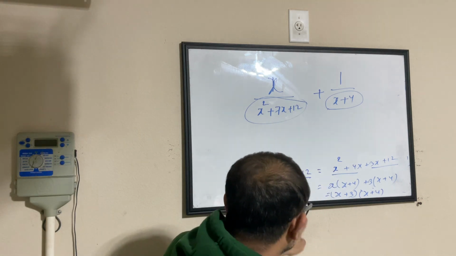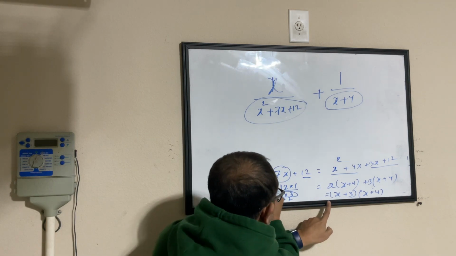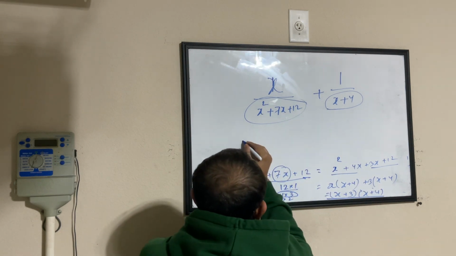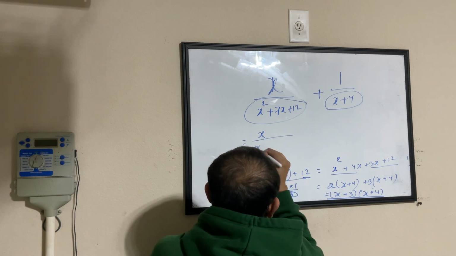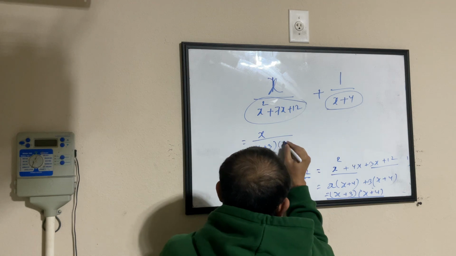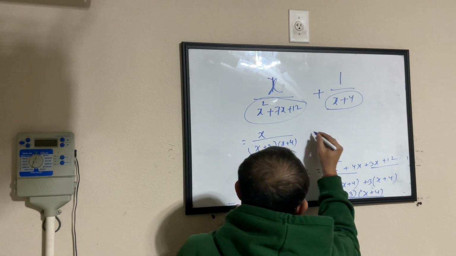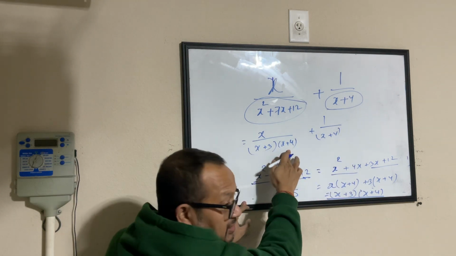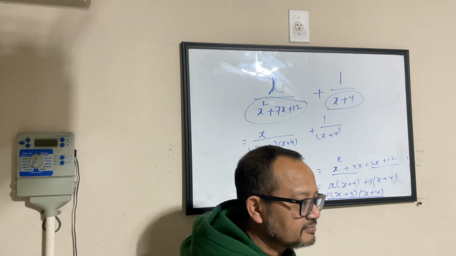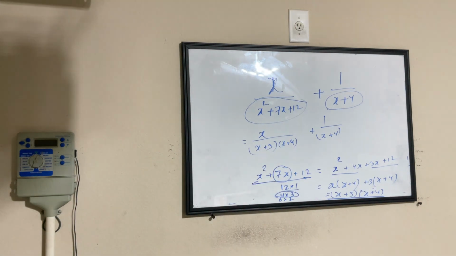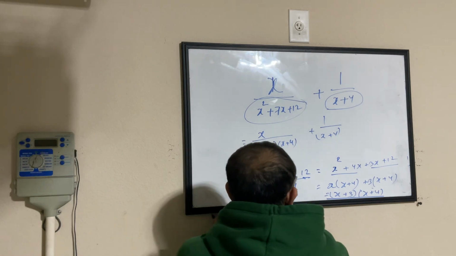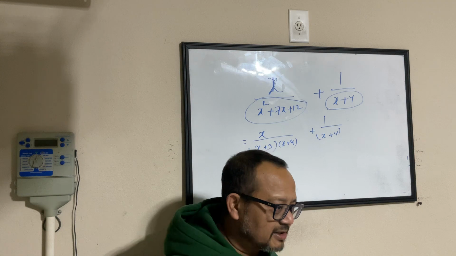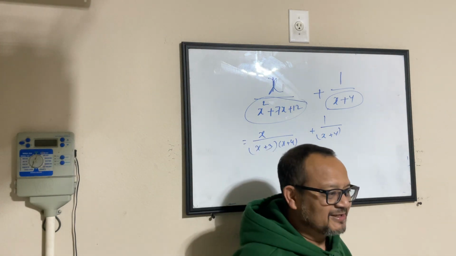Now from this one we see that this x squared plus 7x plus 12 is nothing but x plus 3 into x plus 4. So this becomes x by (x plus 3) times (x plus 4), and this is 1 by x plus 4. Now we see that there is something common here. That would probably help us make our life a little easier than before. I mean, life never gets easy, but at least the math will become easy.